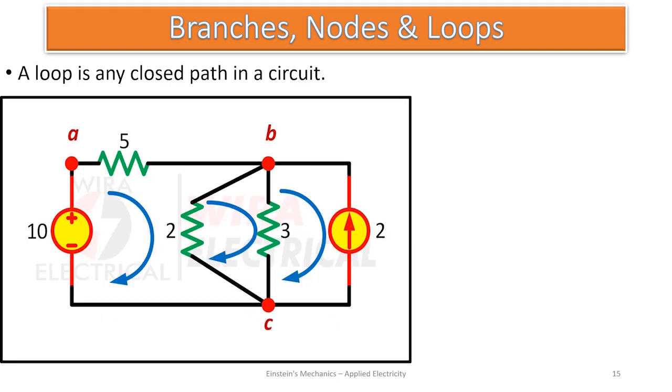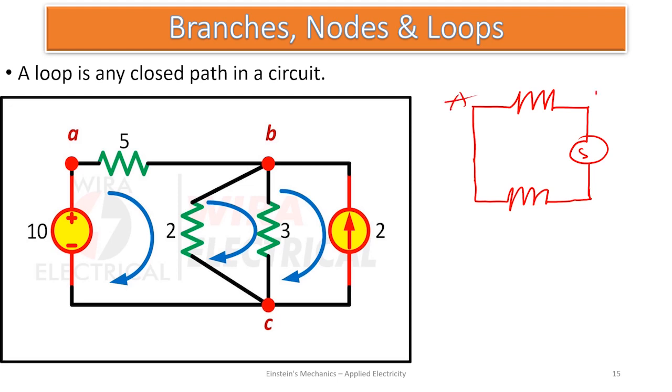Now, a loop. Very simple. A loop is any closed part in a circuit. So when I draw this circuit, this is a source. Let me call this A, B, C, D. This is a loop. Any closed part.